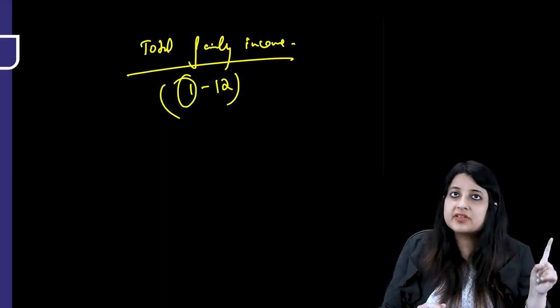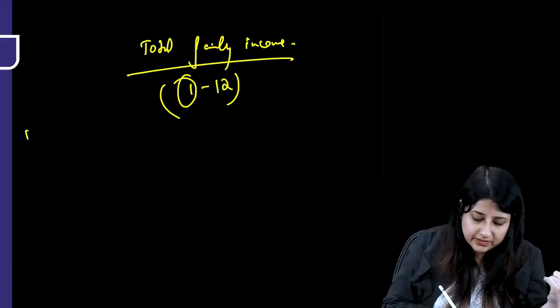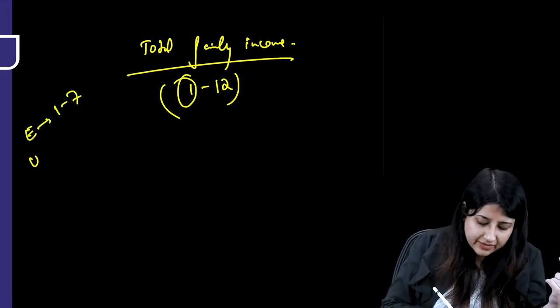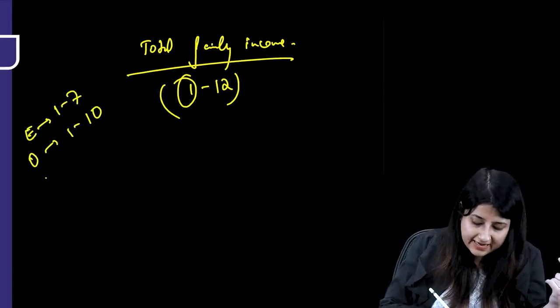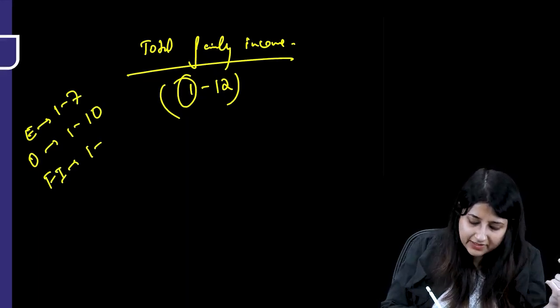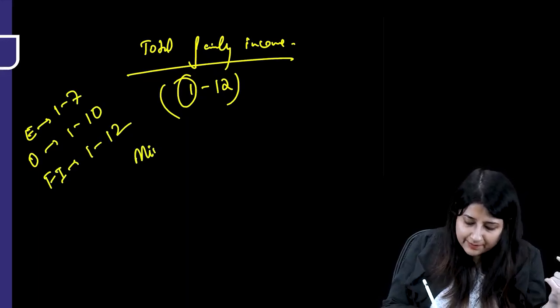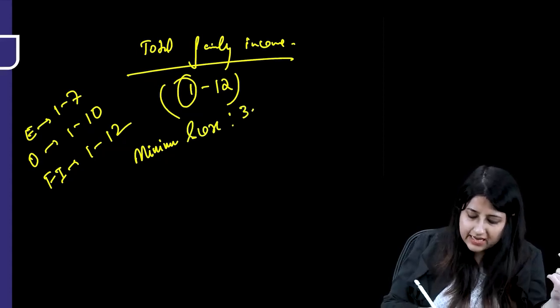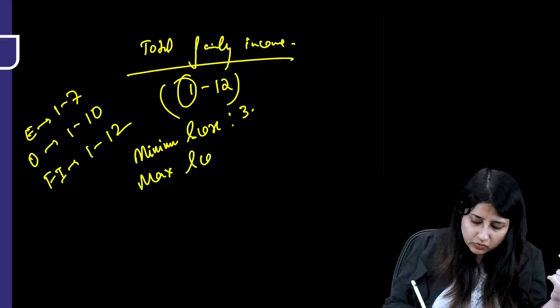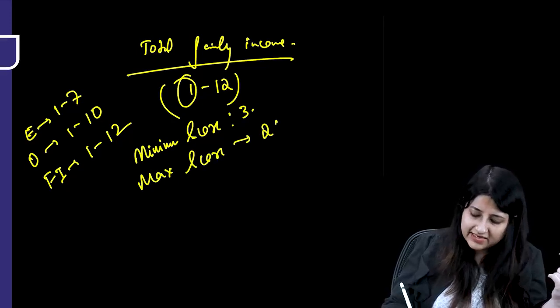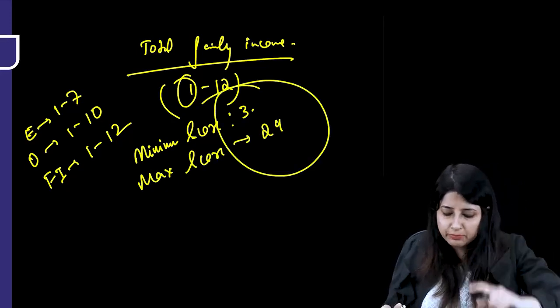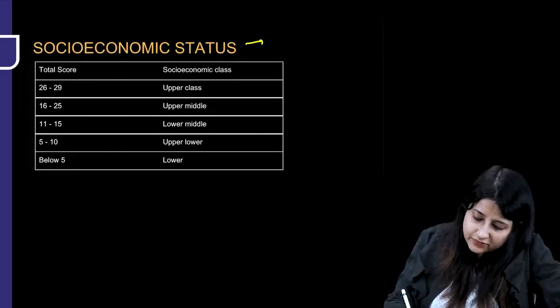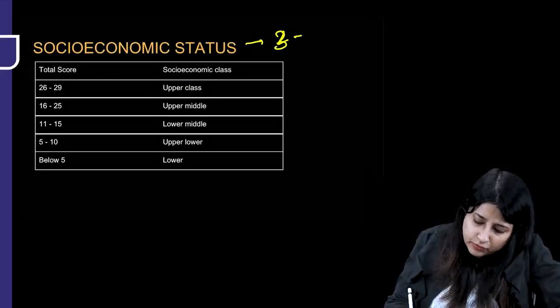So in education it is 1 to 7, occupation is 1 to 10, and family income is 1 to 12. So in Kuppuswamy, guys, what is the minimum score if you see? 1+1+1, so 3. And what is the maximum score if you calculate this? 29. So please remember, Kuppuswamy scale ranges from 3 to 29.